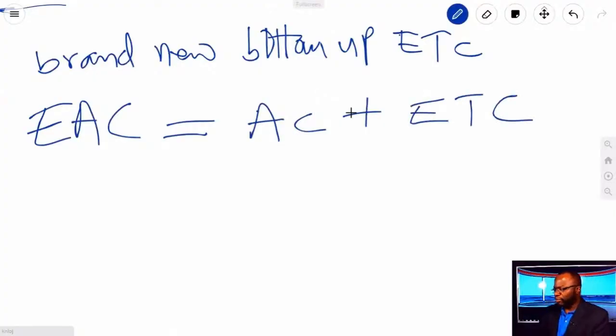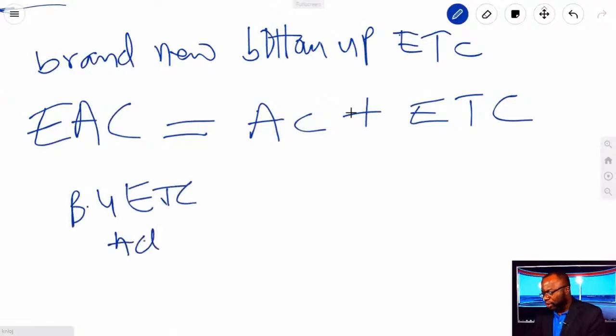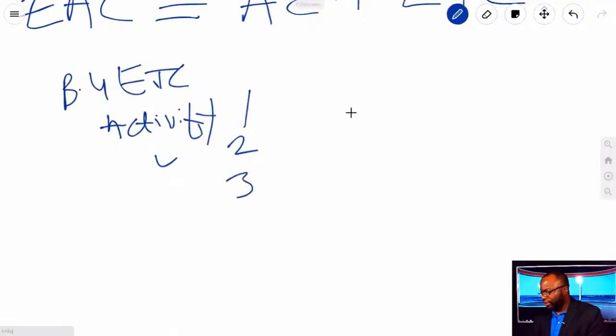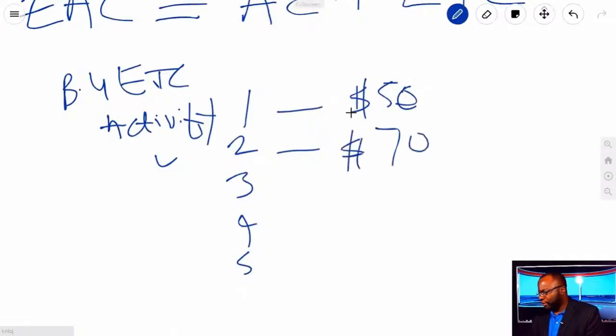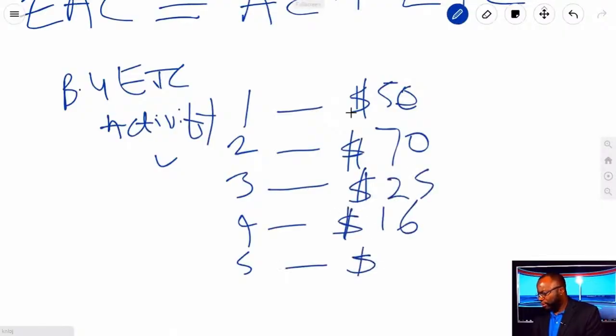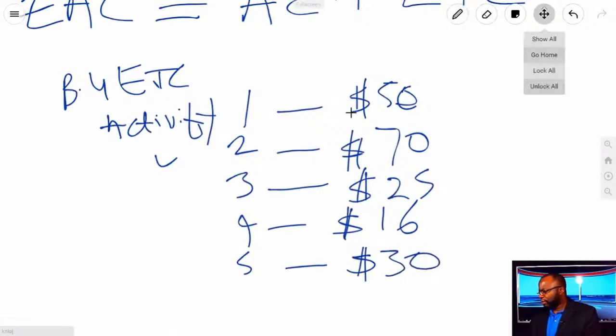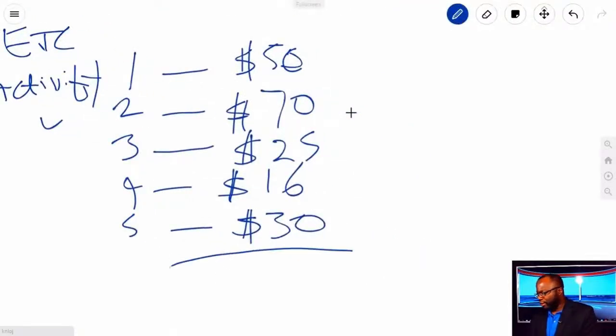What do we mean by a brand new bottom-up ETC? Well, bottom-up ETC will mean activity 1, activity 2, on and on need to be estimated. And let's say you've got, okay, activity 1 is really $50, activity 2, the estimate to complete it is going to be $70 for the remaining work we've got. This one's going to be $25. This one is going to be $16. This one is going to be $30. That's how you do it. Then you summarize, you sum up everything, and you get your final number.